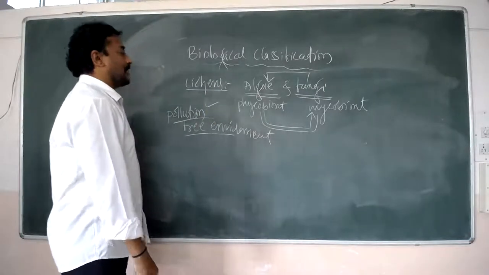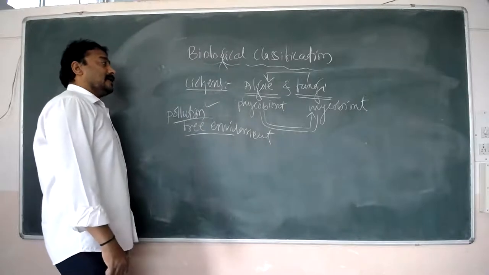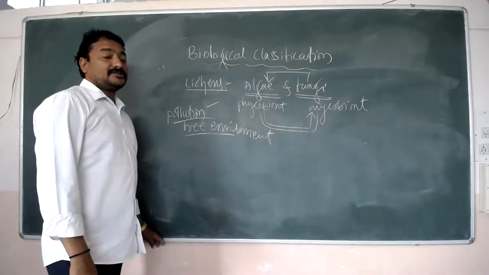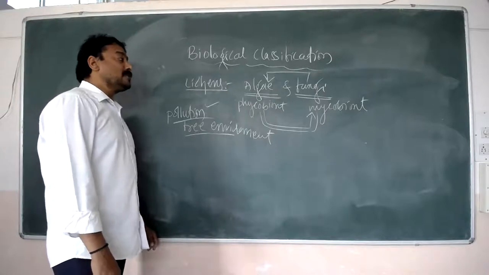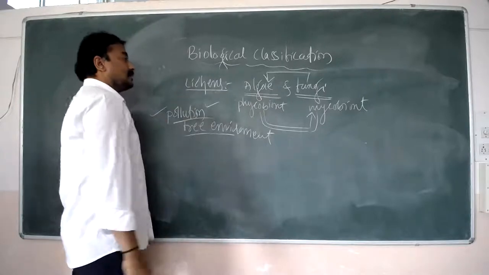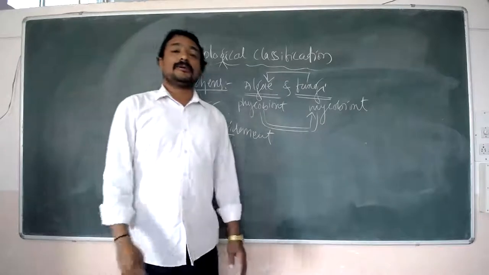Lichens are very sensitive to pollution. These usually grow on the tree trunks, and they indicate pollution.